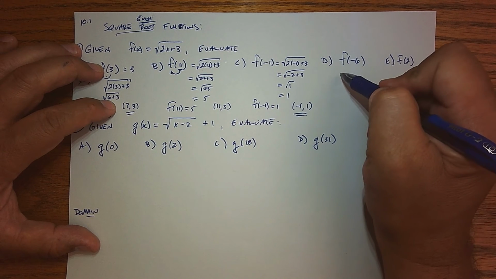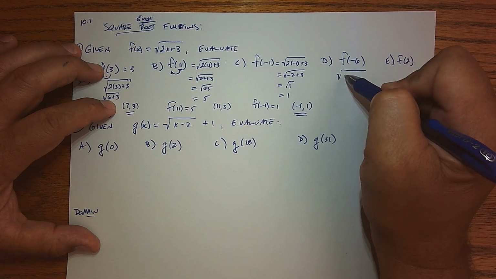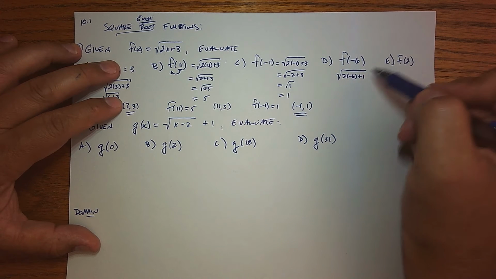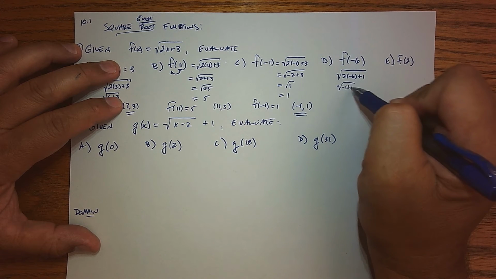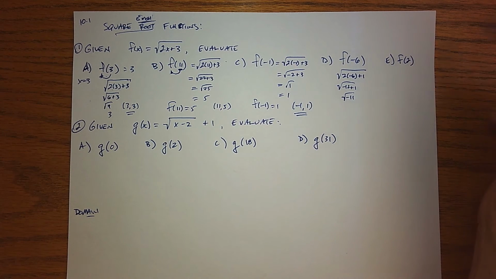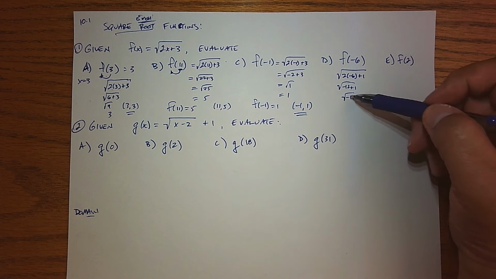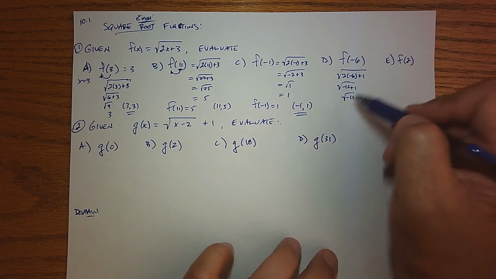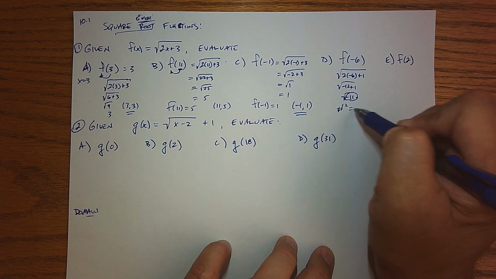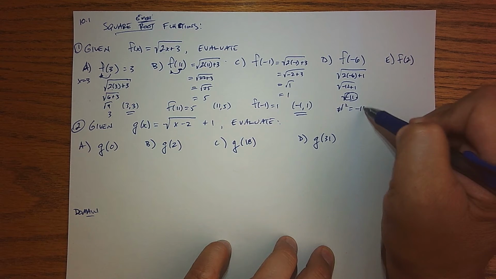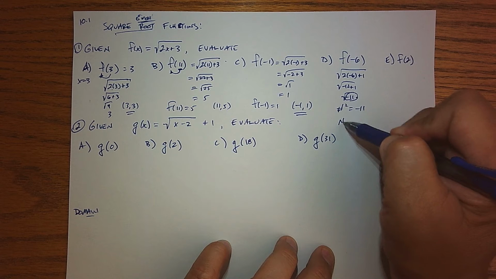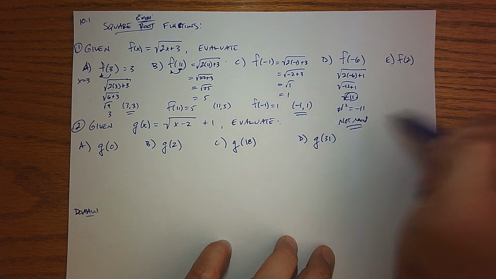F of negative 6, well again, this is asking me to take my function and put a negative 6 in there. When I do that, I get 2 times negative 6 is negative 12, plus 3, which is the square root of negative 9. This has all kinds of problems. We have a negative in there. And so what number can you square and get a negative? Well, as we've seen, we can't, right? There's not a real number, so this is not real.